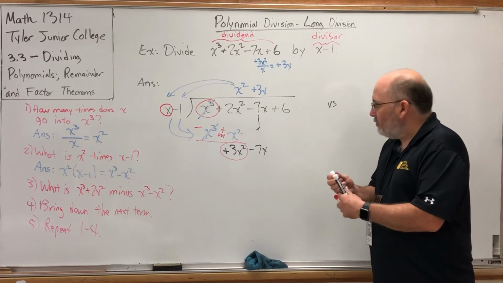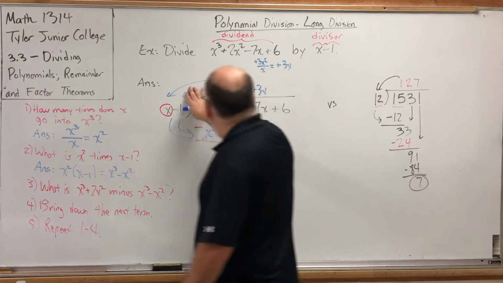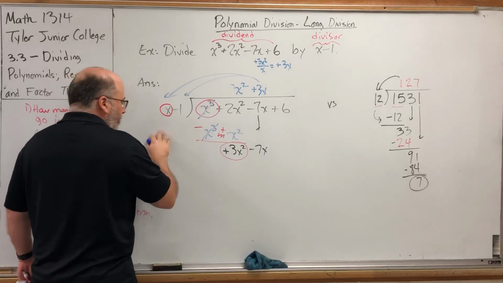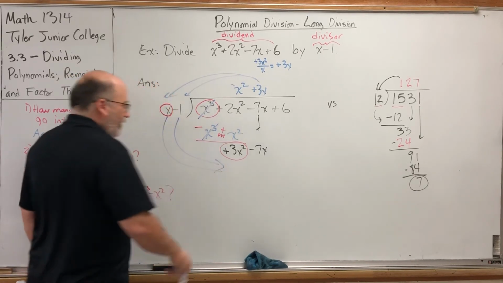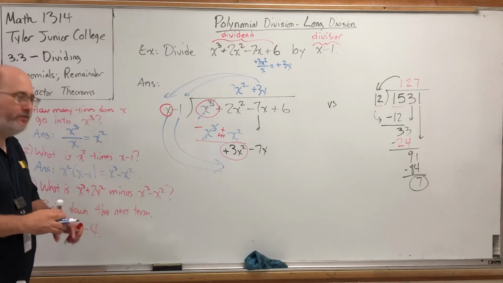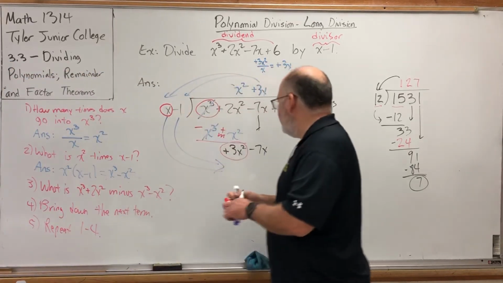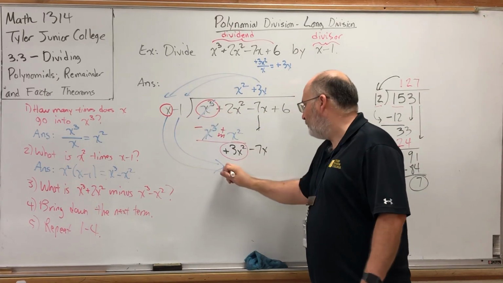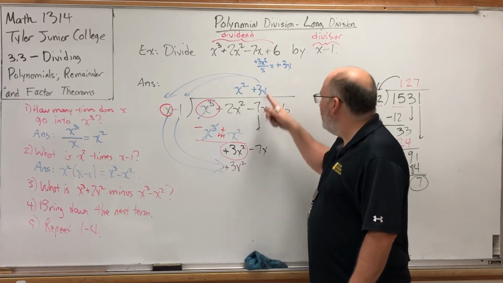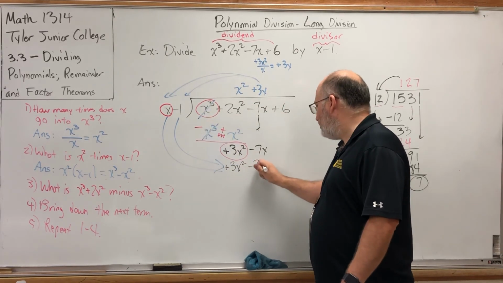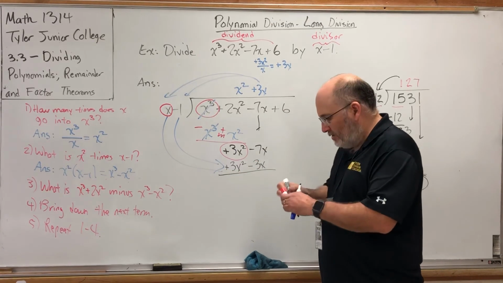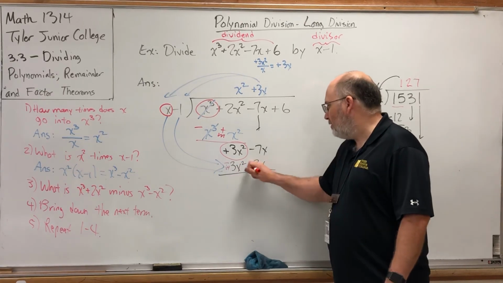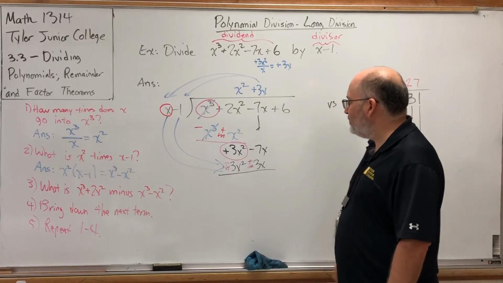And then after we figure out the next term up top, it's time to multiply. So now, multiply positive 3x times the entire divisor. That will distribute, and the product will get written under where we currently are. Positive 3x times x is positive 3x squared. Positive 3x times negative 1 is negative 3x. And then it's time to subtract by changing the signs and combining. So the positive 3x squared becomes negative 3x squared, and the negative 3x becomes a positive 3x.